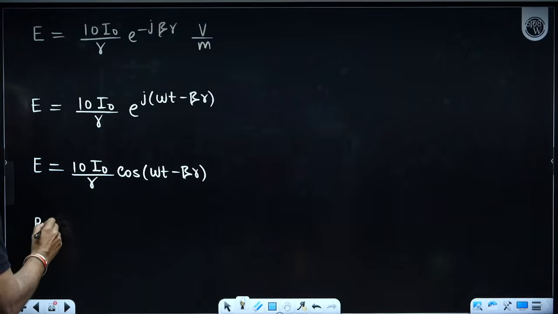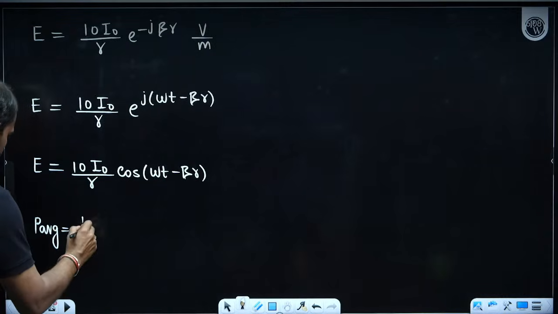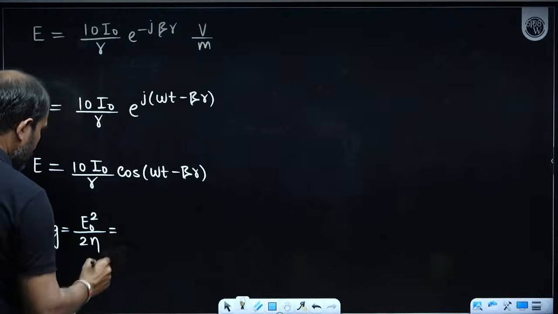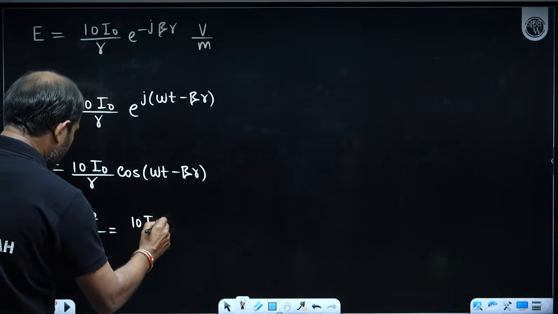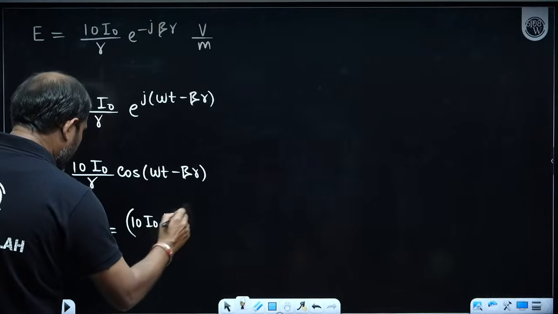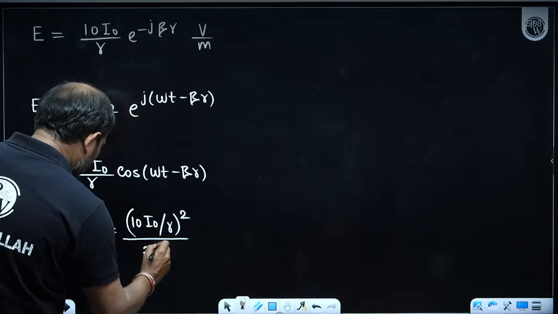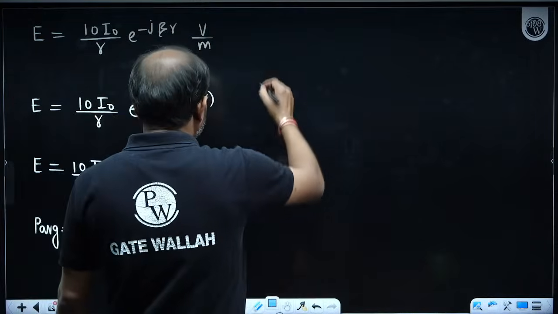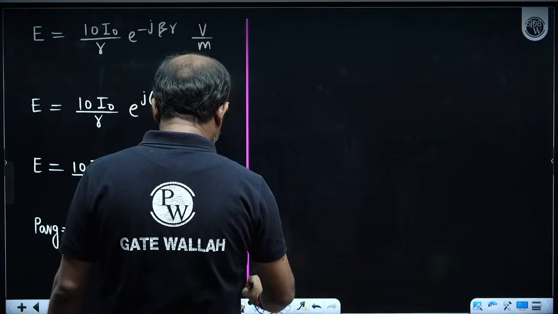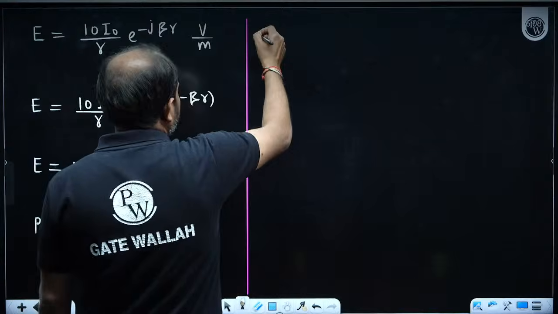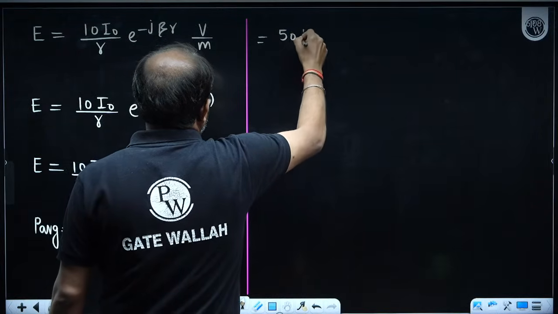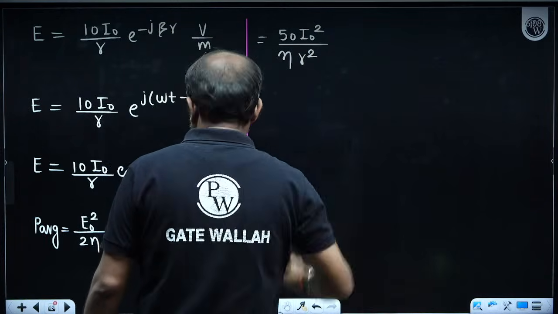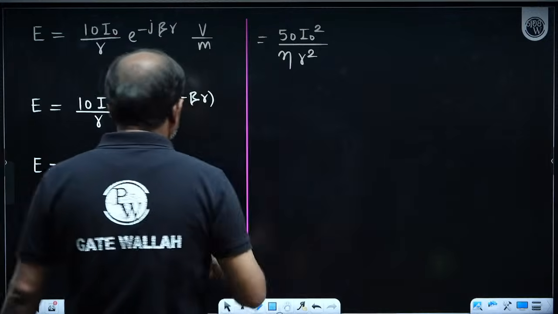So P average is equal to E naught square upon 2 eta. E naught is 10 I naught by r, so (10 I naught by r) whole square divided by 2 eta. So it will be how much? 100 divided by 2, 50. So 50 I naught square divided by eta into r square. Then P average you will calculate it.